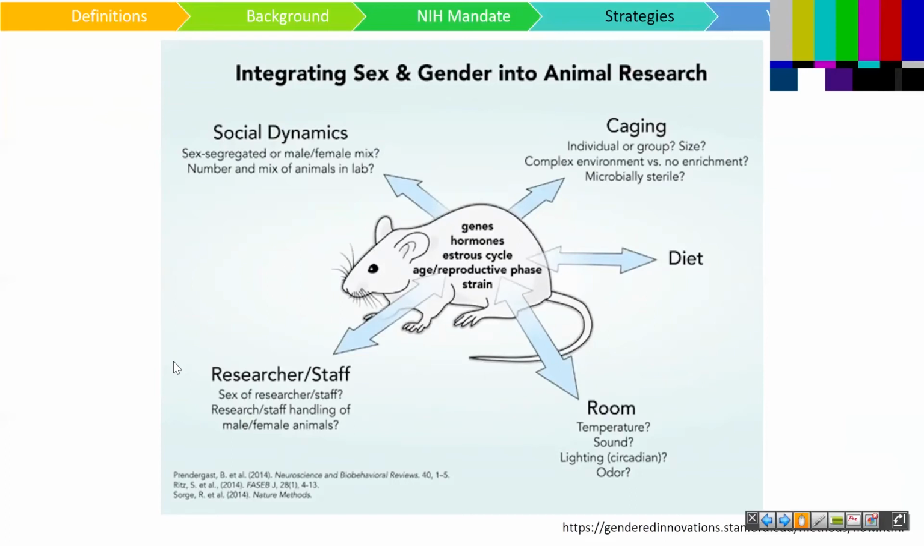Odor is their primary means of communication. They're smelling what's going on in the cages that are side by side. So these different pieces might be affecting your research and your outcomes, and sex is playing a big role in how these may be influenced.